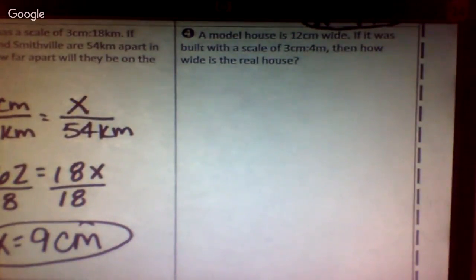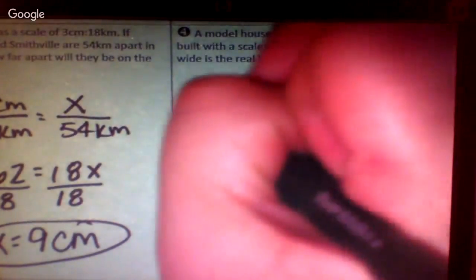Okay. This time we've got model homes. Our model home is 12 centimeters wide. If it was built with a scale that every 3 centimeters equals 4 meters in real life, then how wide is the real house? So set up your first fraction with your scale. 3 centimeters over 4 meters.